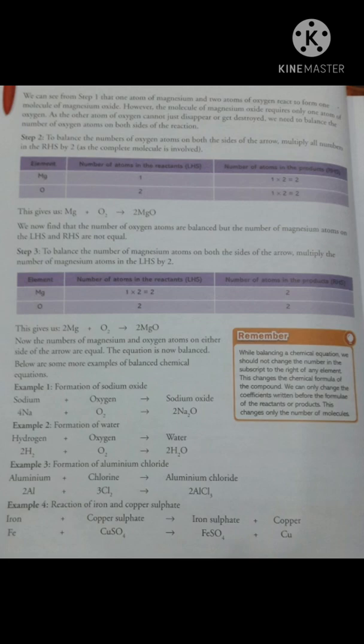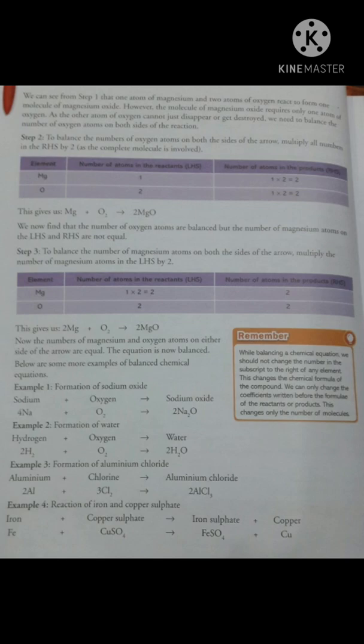Now step 2: to balance the number of oxygen atoms on both sides of the arrow, multiply all numbers in the right hand side by 2, as the complete molecule is involved. Now you can see in the table, we are multiplying each element by 2. So this gives us Mg plus O2 produces 2 MgO.